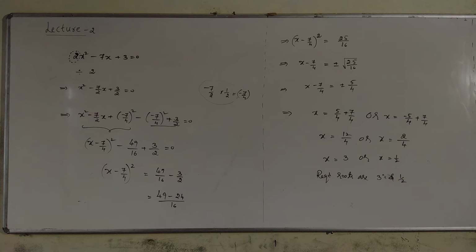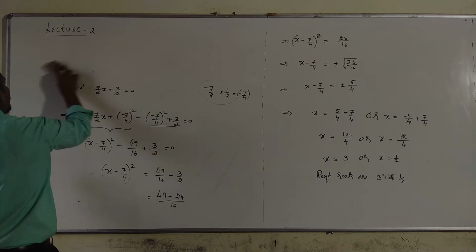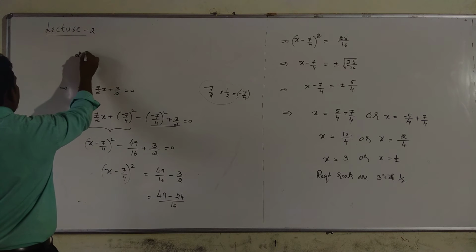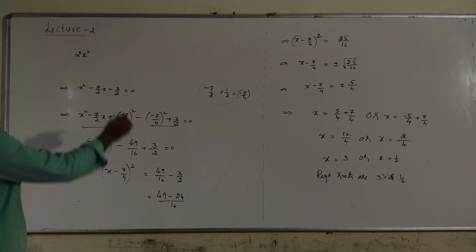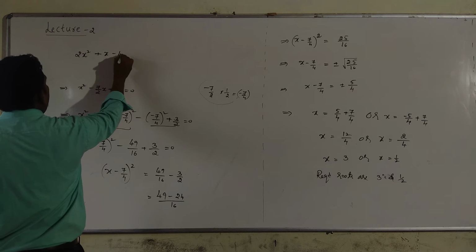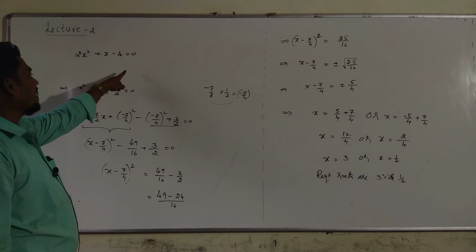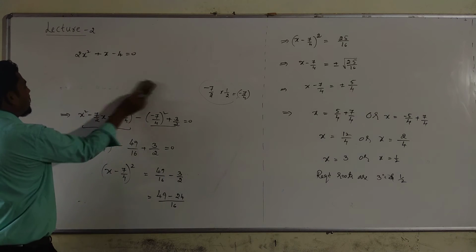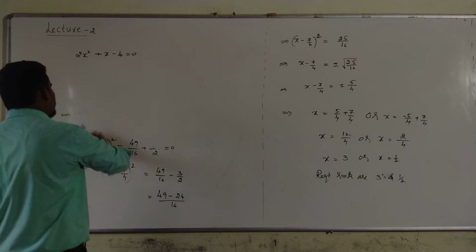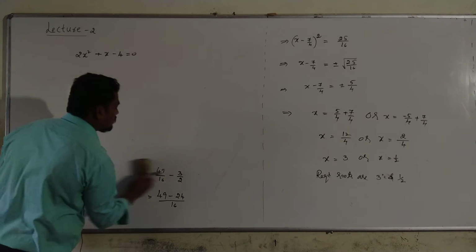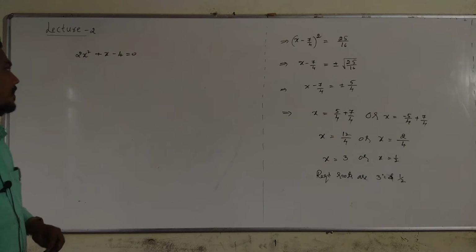Next problem. 2x square, it is not always 2, but this problem also has 2. So 2x square plus x minus 4 equal to 0. Solve the quadratic equation 2x square plus x minus 4 equal to 0 by the completing square method.